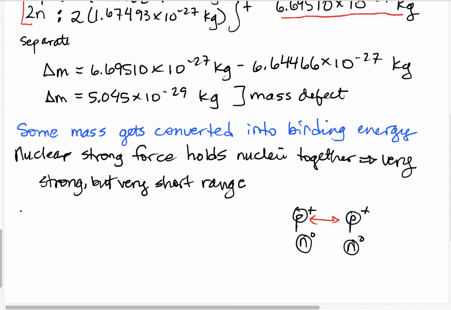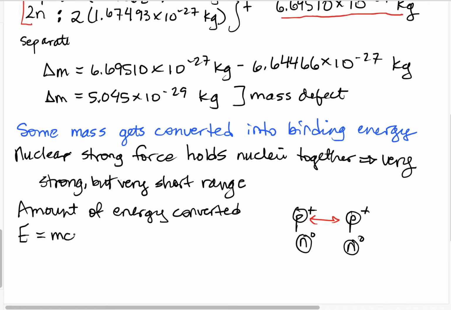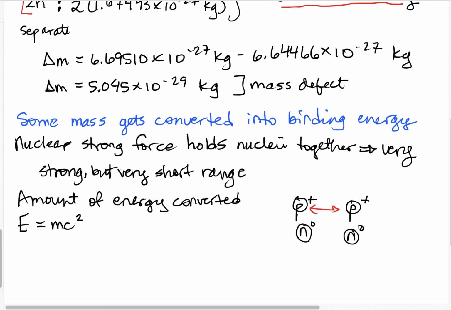So the amount of this energy, the amount of energy that gets converted, can be calculated using Einstein's famous equation E equals mc squared. Maybe you've always wondered when you were going to get to actually use this equation. Well, the answer is right now. So we can take this amount of mass and figure out how much energy was converted by just multiplying it by the speed of light squared.